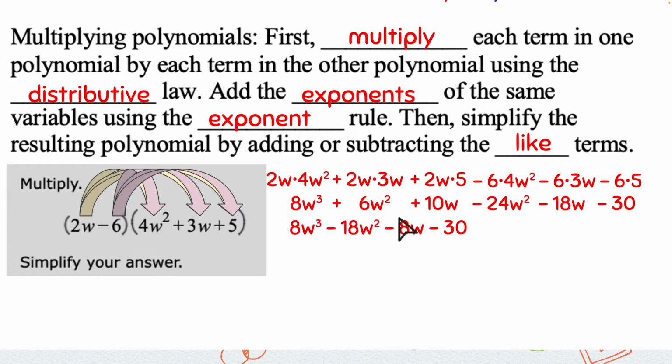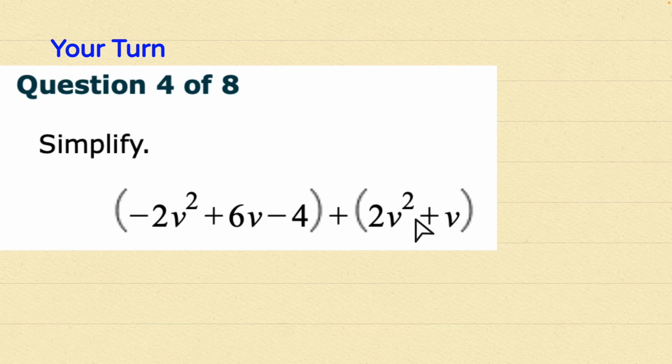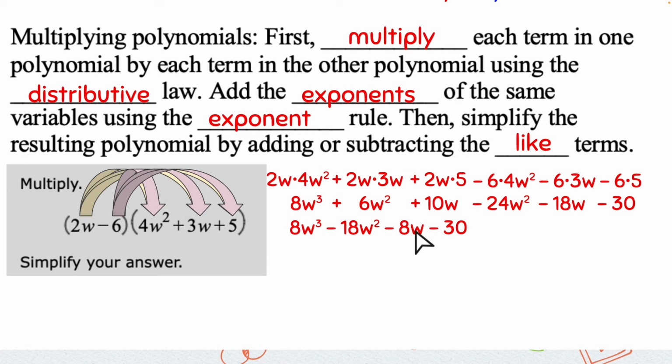The 10w and the negative 18w are like terms. So 10 minus 18 is negative 8w. And then there is only one constant, which is the negative 30.